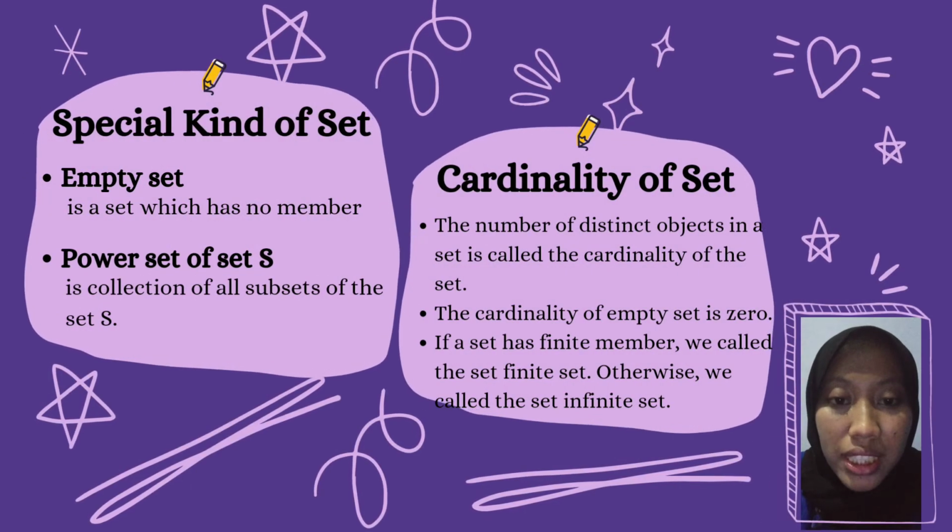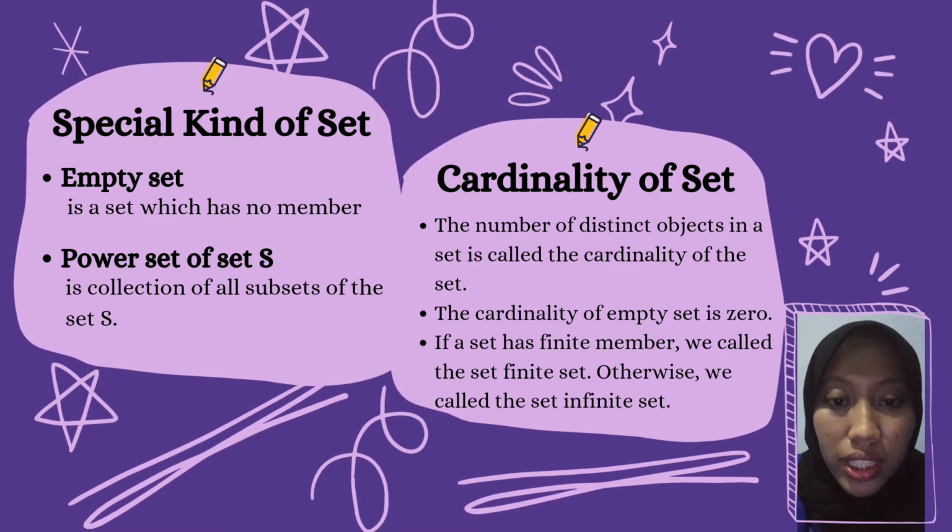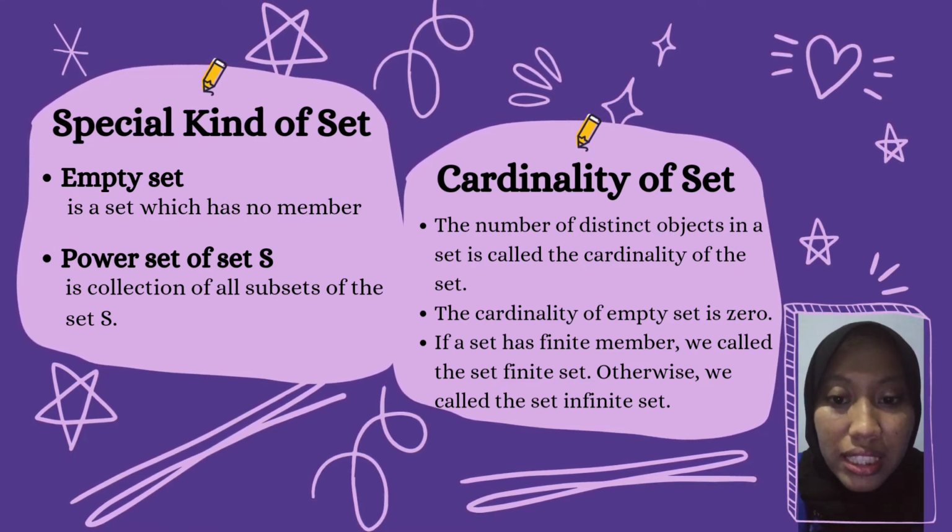The next is special kinds of sets. The first is the empty set. It is a set which has no member. The second is the power set of set S. It is the collection of all subsets of the set S. The next is the cardinality of a set. The number of distinct objects in a set is called the cardinality of the set. The cardinality of the empty set is 0. If a set has finite members, we call it a finite set. Otherwise, we call it an infinite set.